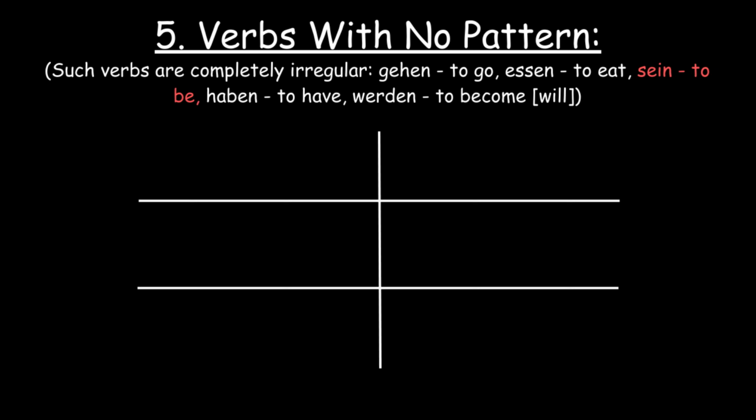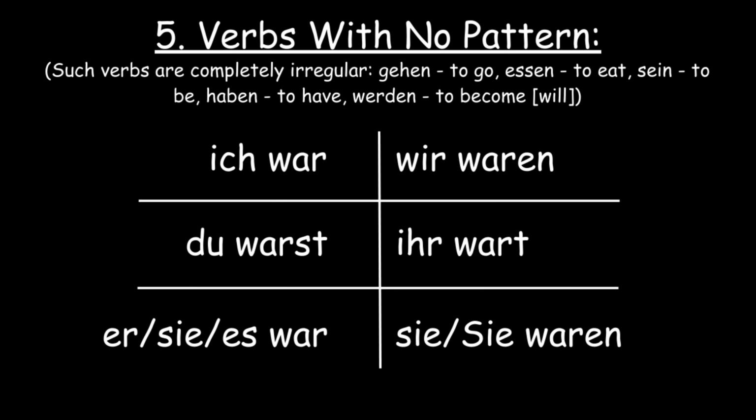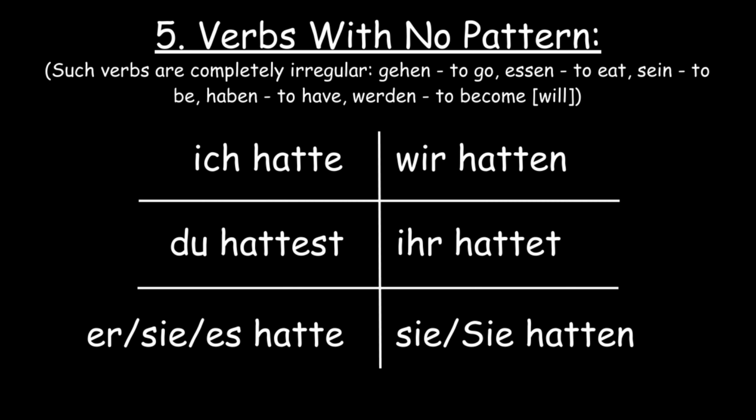Sein is a verb that I already covered when I explained to be, and I mentioned that this verb is irregular in the past, and now you can see why and how. Ich war. Du warst. Sie, es war. Wir waren, ihr wart, sie waren. Haben will look like this. Ich hatte, du hattest, sie es hatte, wir hatten, ihr hattet, sie hatten.